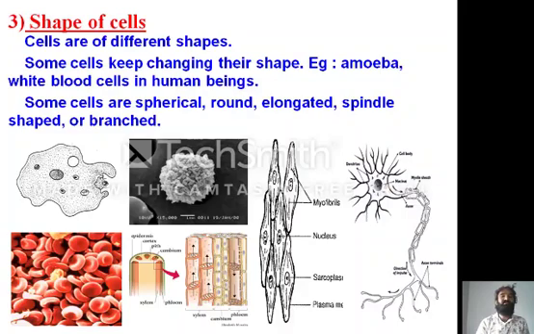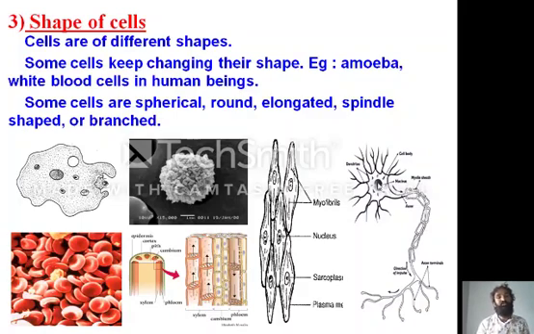Coming to the other cells present in plants and animals, the cells are spherical, round, elongated, spindle shaped, branched, and so on. If you see the RBC, they are round. The phloem and xylem cells are elongated cells. Next, the nerve cell is spindle shaped and branched. So these are the different kinds of shapes of cells. That's why organisms are made up of a number of cells that have different kinds of shapes.